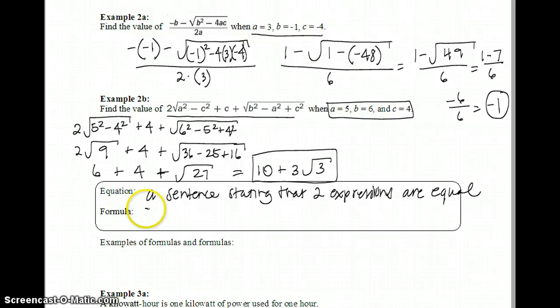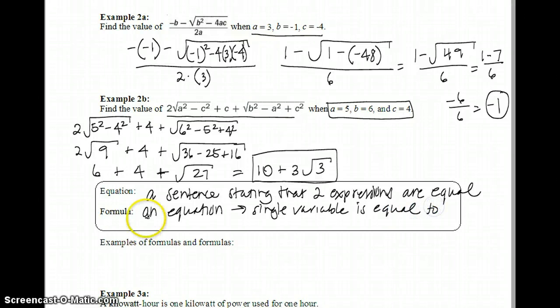So let's write that out. A formula, we said, was an equation that says that a single variable, so you have one variable on one side of that equal sign, is all equal to an expression with one or more different variables on the other side.